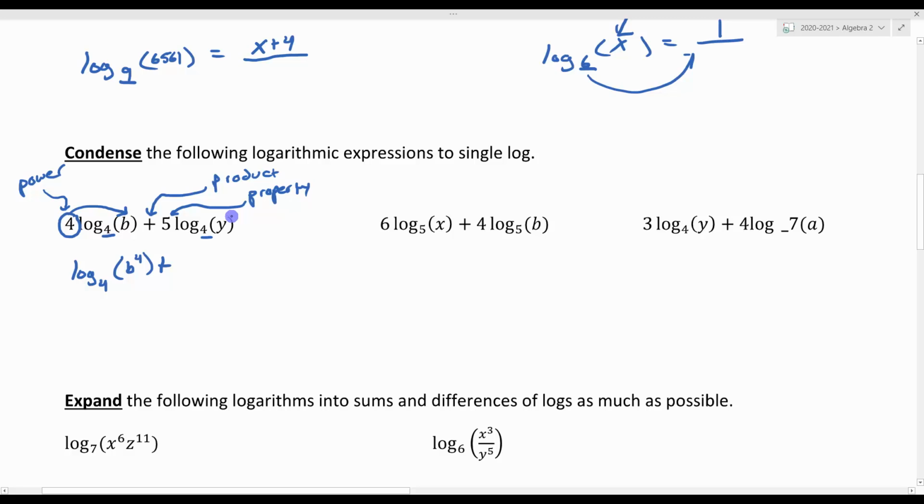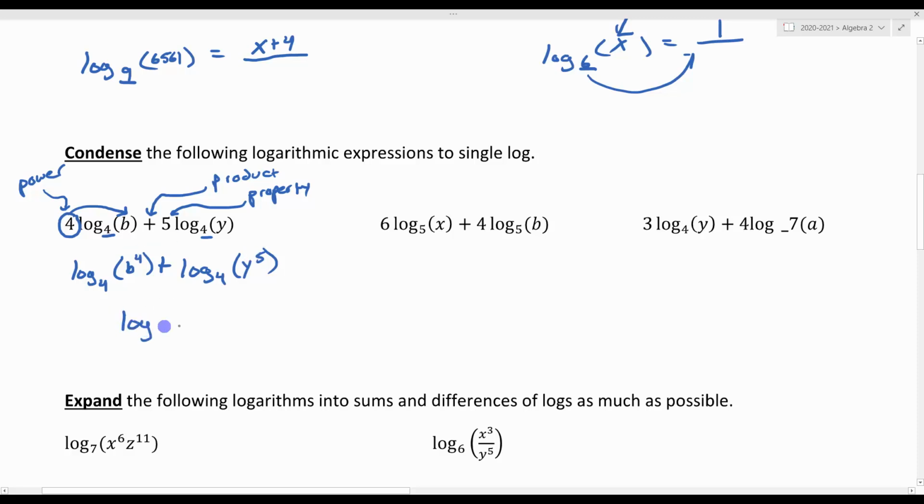Plus, and then I'm going to take this 5 and put it back. So I'm going to have log base 4 of y to the 5th. Okay. Then I'm going to take care of the product property. And remember, the product property says if I have two logs of the same base being added together, I can condense it into a single log by multiplying the inputs.